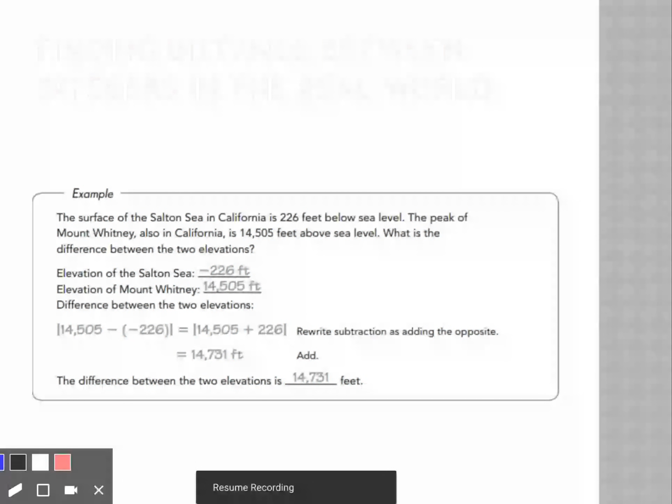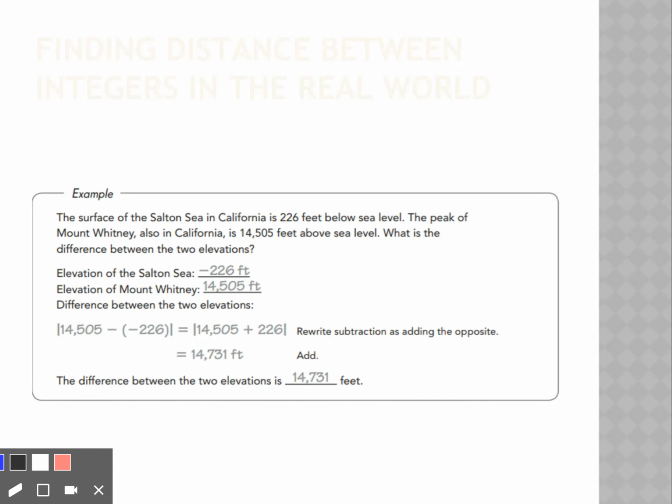So again, this is where method 2 would really come in handy in this word problem here. The surface of the Salton Sea in California is 226 feet below sea level. The peak of Mount Whitney, also in California, is 14,500 feet above sea level. What is the difference in the two elevations? So the elevation of the sea is negative 226 feet. The elevation of the mountain is 14,505 feet.